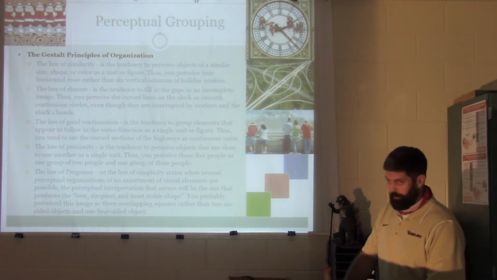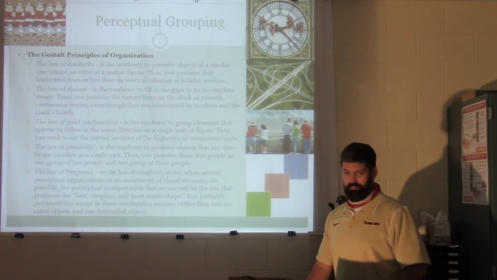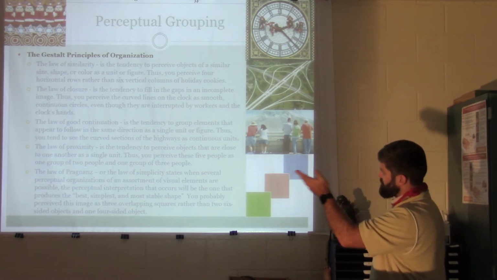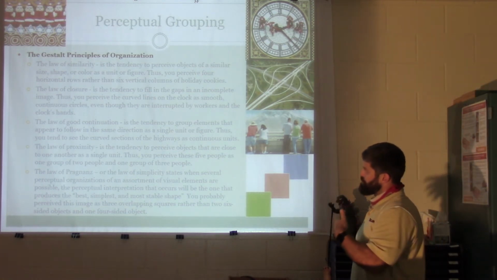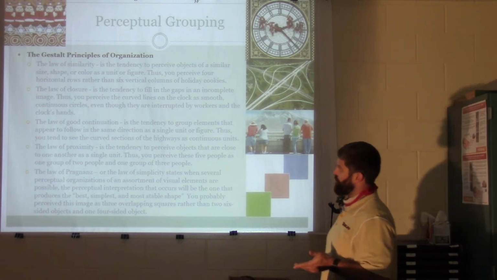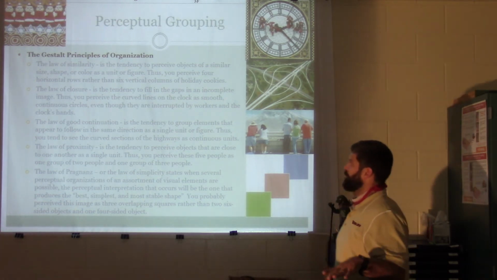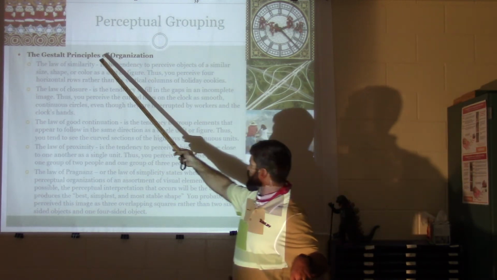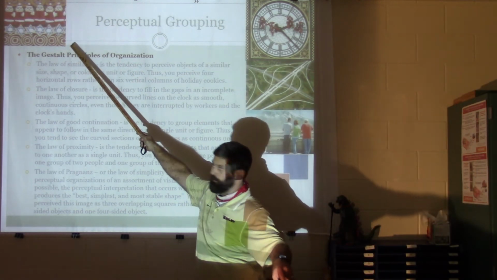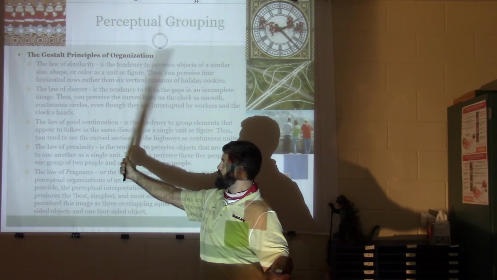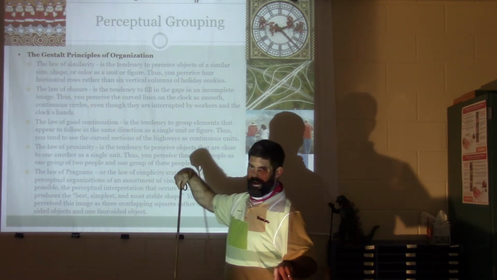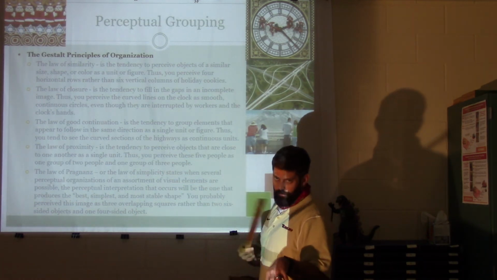Perceptual grouping is pretty easy. So there are different laws of how we group things together. The law of similarity, the tendency to perceive objects of a similar size, shape, or color as a unit or figure. Thus you perceive four horizontal rows rather than six vertical columns of holiday cookies up here, right? You group these in rows, not columns, because it makes more sense that way.